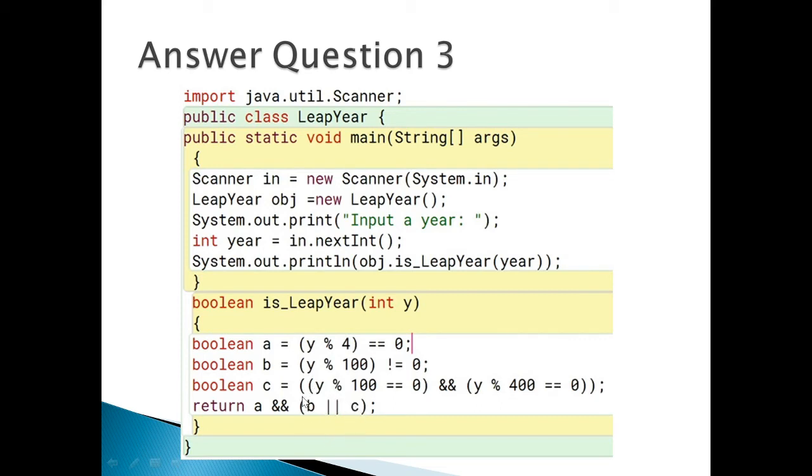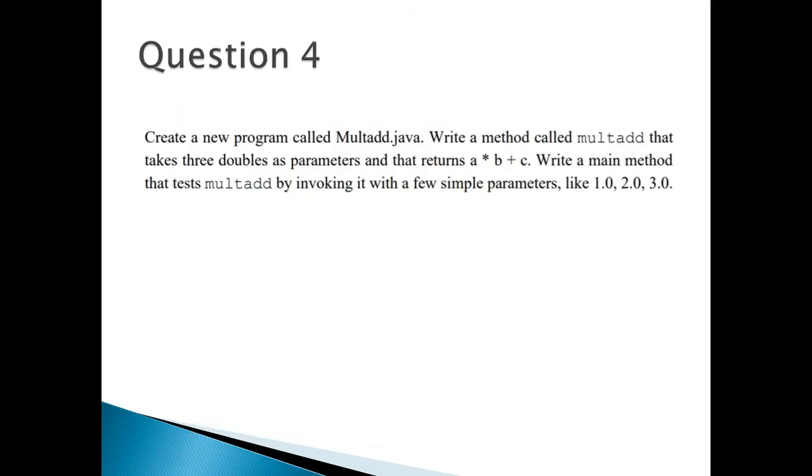The first one, it must be true here. When it's true, it will be a leap year. And when this part is true, it will also be a leap year. If either one of B or C is true and part A is true, it will be a leap year. So I hope you can understand my explanation. Okay, next, question 4.